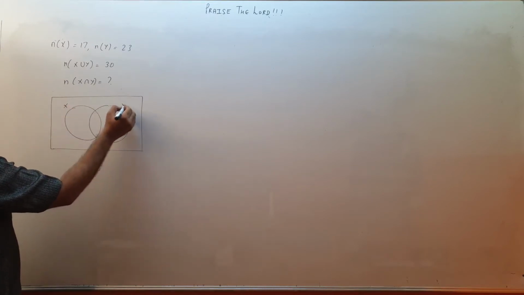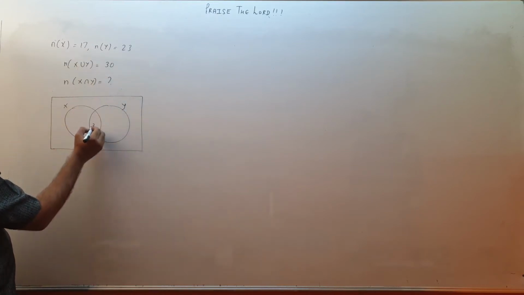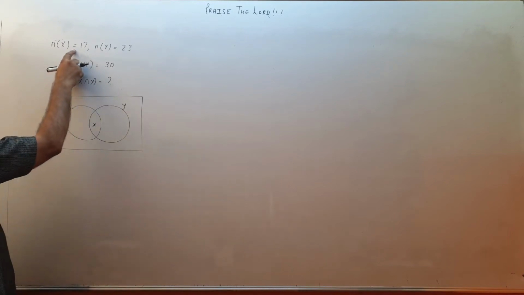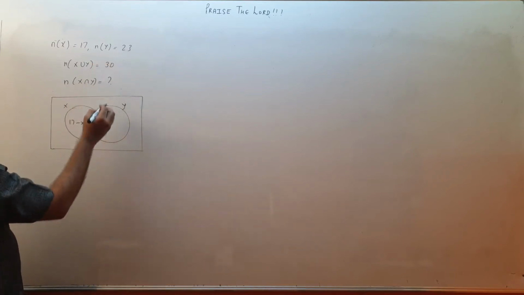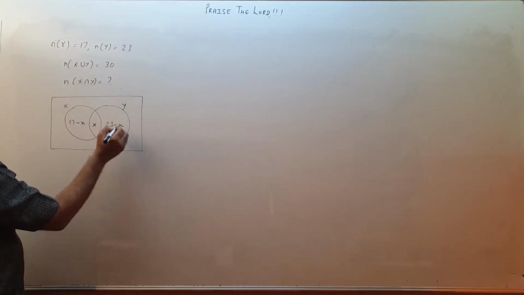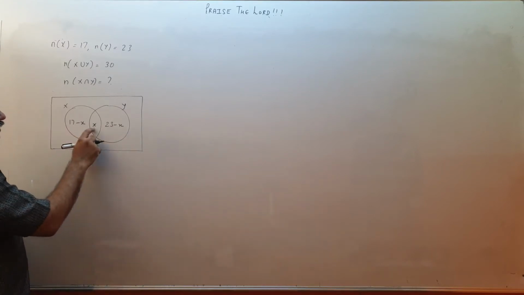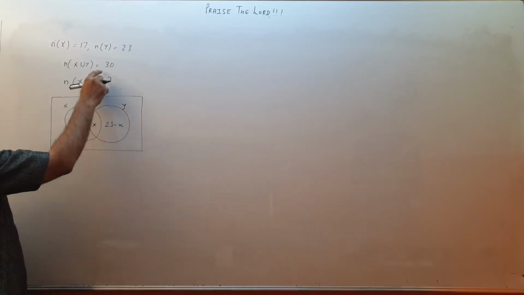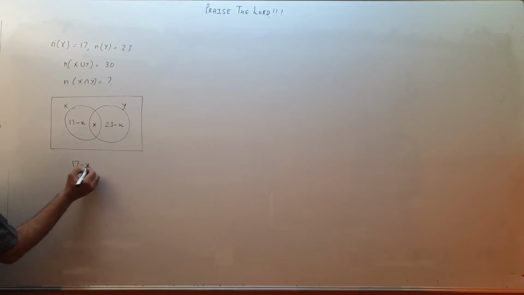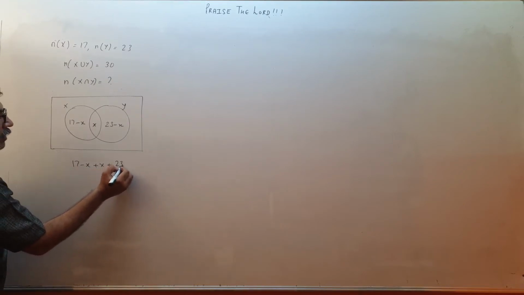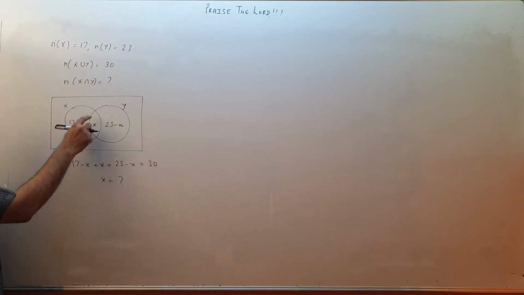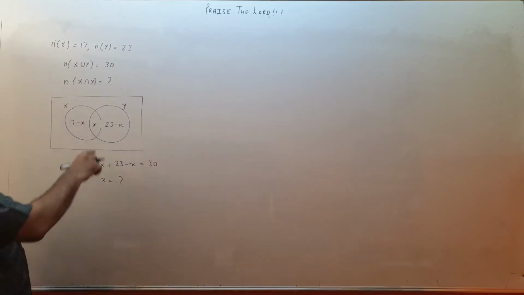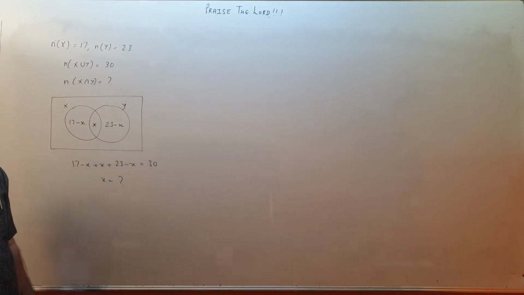X and Y. Intersection is not given, so I write it x over here. X has got 17 elements. x gone here, so here remains 17 minus x. Y has got 23 elements, x gone over here, so 23 minus x. And this plus this plus this will be total X union Y, which is 30. So I write 17 minus x plus x plus 23 minus x equal to 30. I will come to know x, which is the number of elements in X intersection Y. Okay.